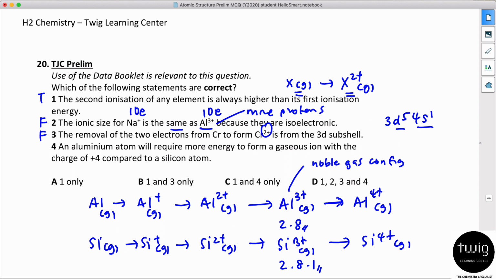Because you remove from the third shell, it's further from the nucleus, much further, so it's definitely much easier. Which means aluminum has a very, very high fourth IE. So the aluminum atom would actually require more energy. So this is actually true.